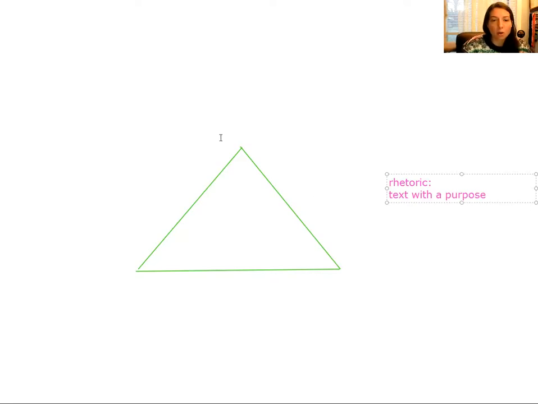So the three components of the rhetorical triangle are the writer, the speaker, the creator, the rhetor. That's the term for the person delivering or creating or otherwise transmitting the text. There's also the audience. Those are the viewers or readers or listeners. And there's the text itself.